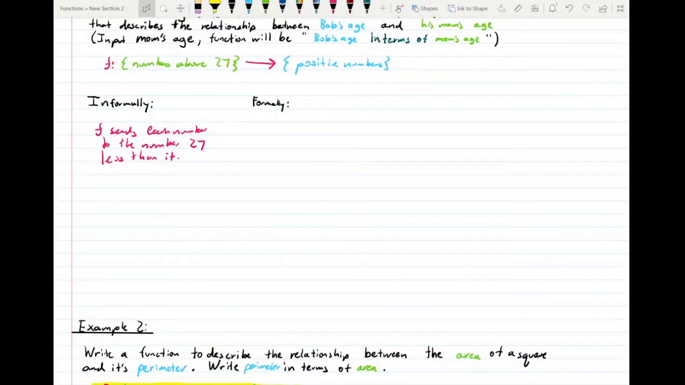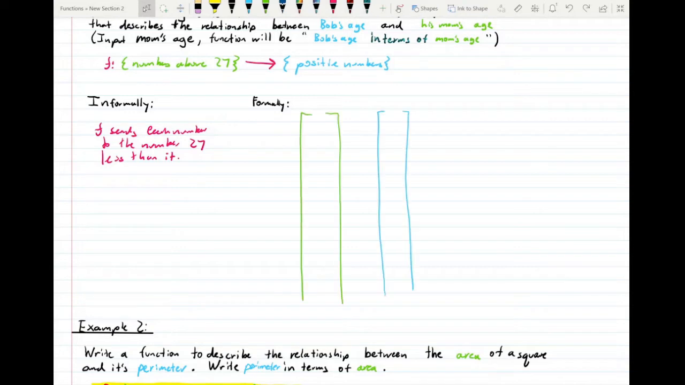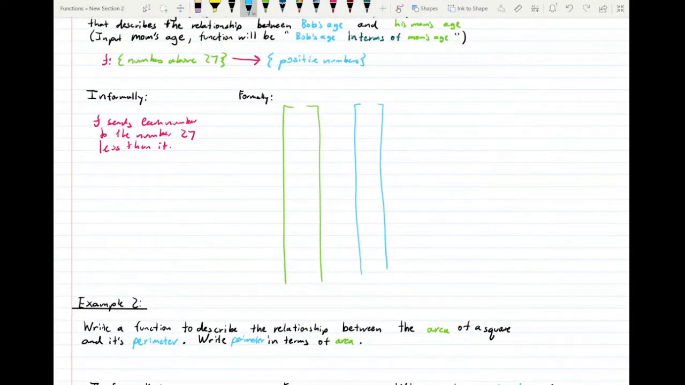Now, formally, I could do what I did in the last video and get these big boxes in here to describe the input and the output set. And I'll write, 28 goes to 1, 29 goes to 2, and so on, and so on.